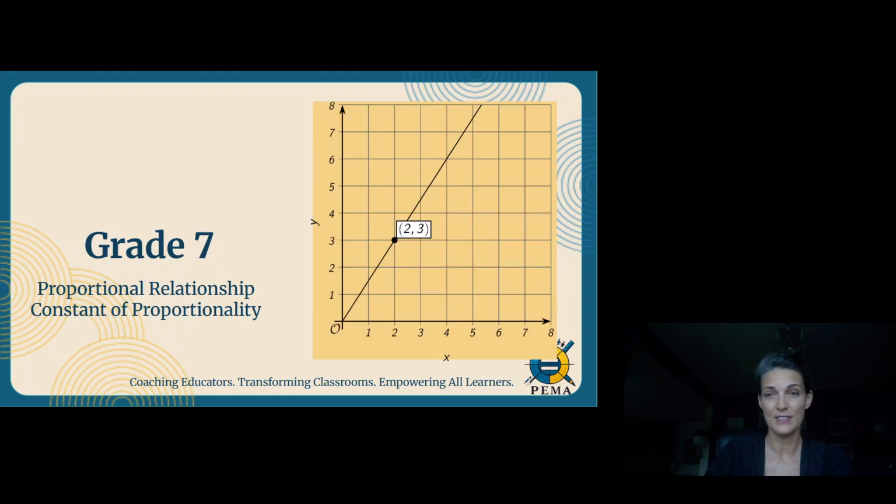In grade 7, students graph these same relationships and they learn that the line goes through the origin. They learn that this line goes through the origin and it represents a proportional relationship, and that 1.5 is called the constant of proportionality. Notice that it's the same number. It's talking about how steep that relationship is. This point, 1 and 1.5, represents that constant of proportionality.